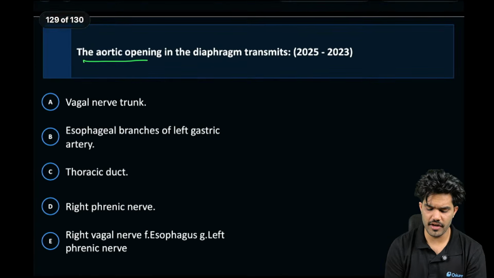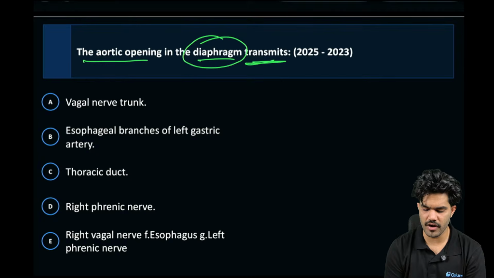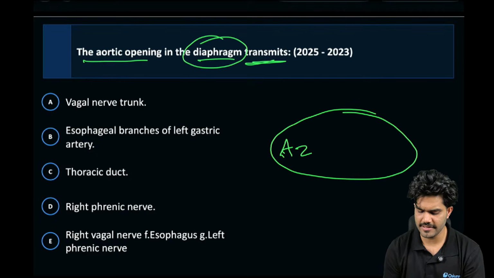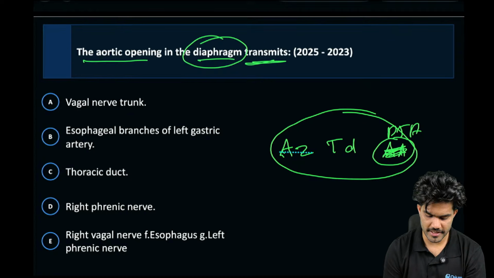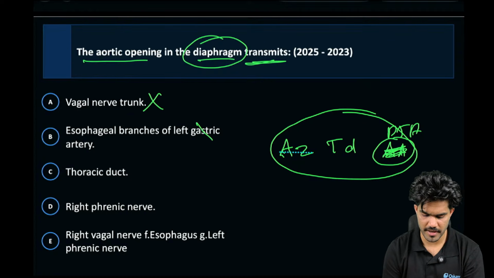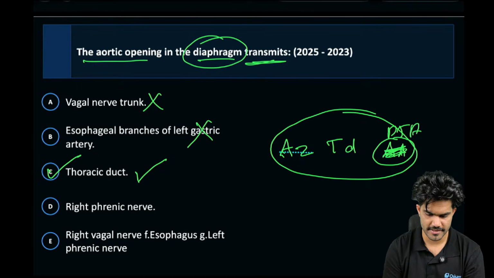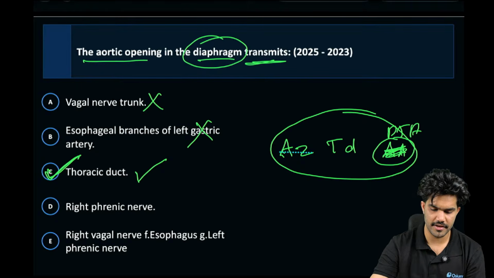Let's see. The aortic opening in the diaphragm transmits what all? Esophagus, thoracic duct, and abdominal aorta or descending thoracic aorta. So just think. Vagal? No. Esophageal branch? No. Thoracic duct? Yes. See? C will be the answer here.